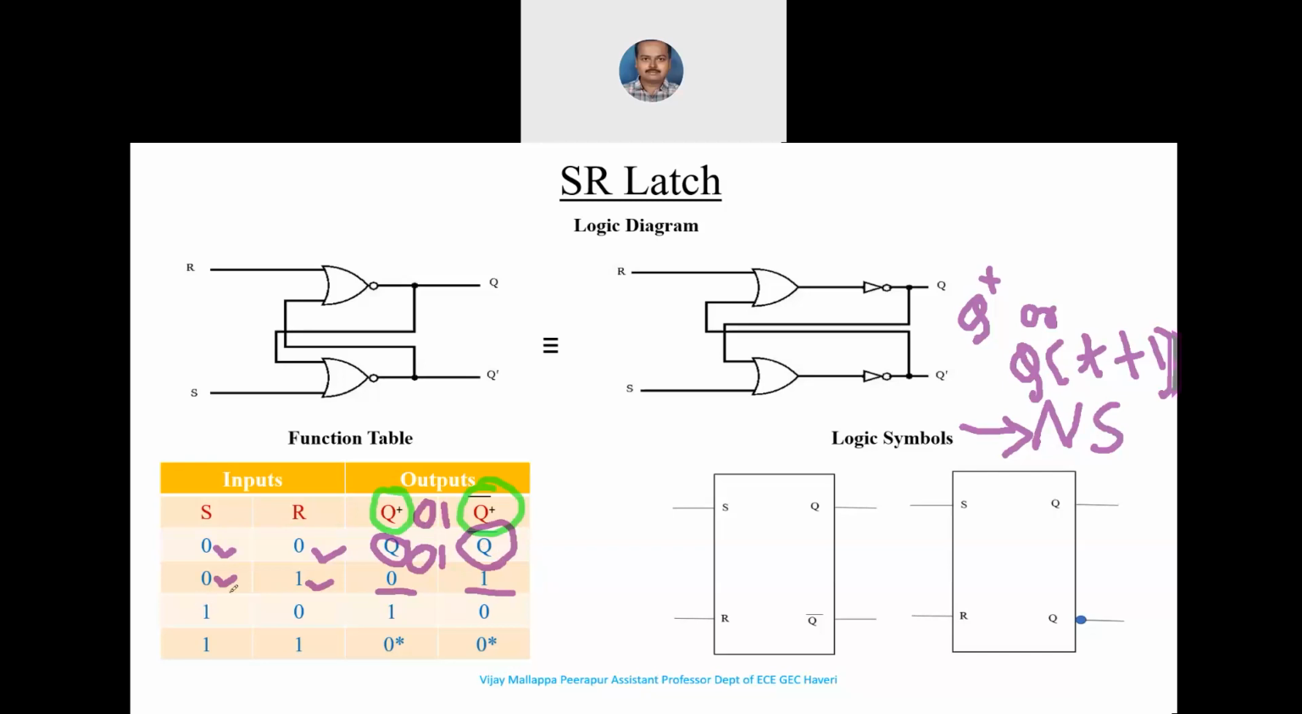Similarly, when S is 1 and R is 0, what do you understand by set state? We call it a set state. It is a 1 state. The output is equal to logic 1 there, right?